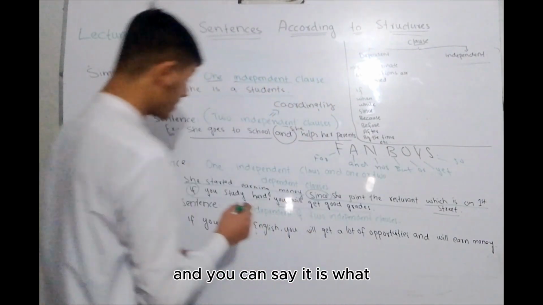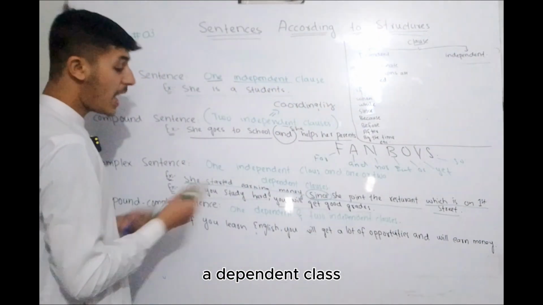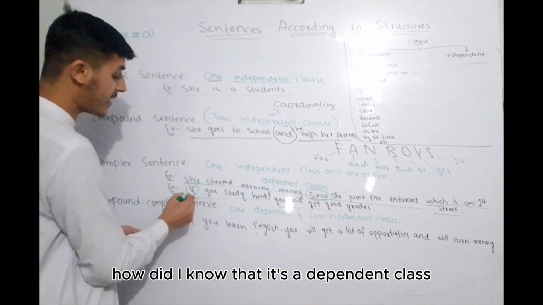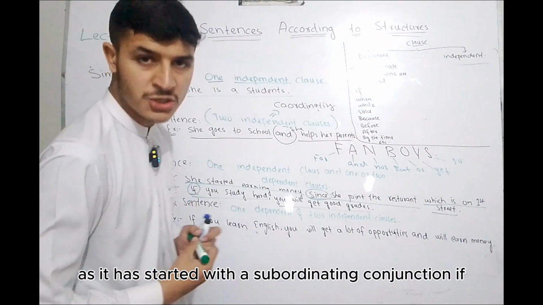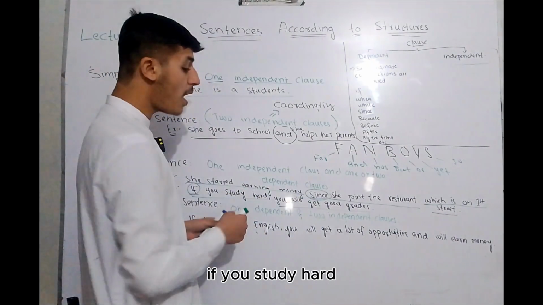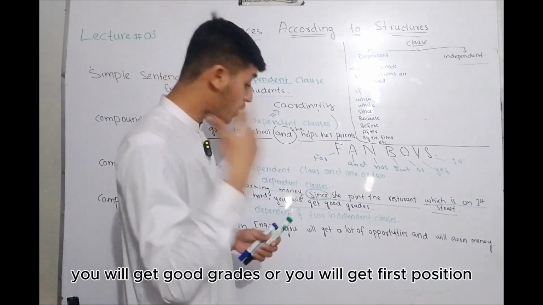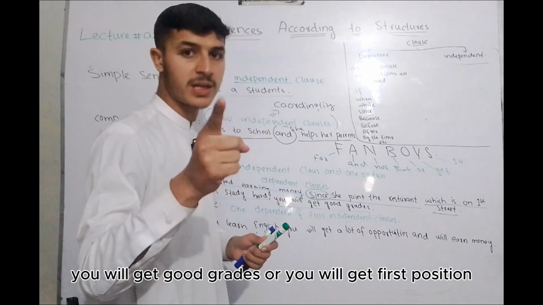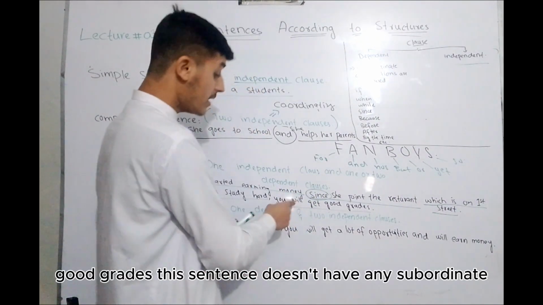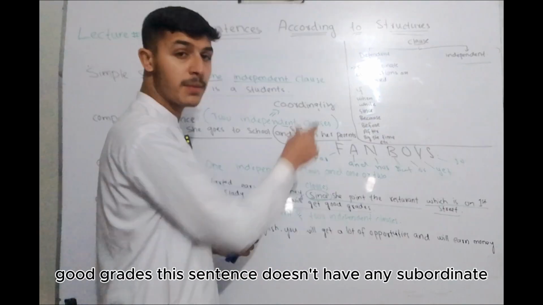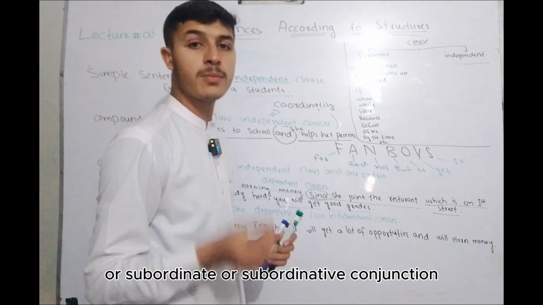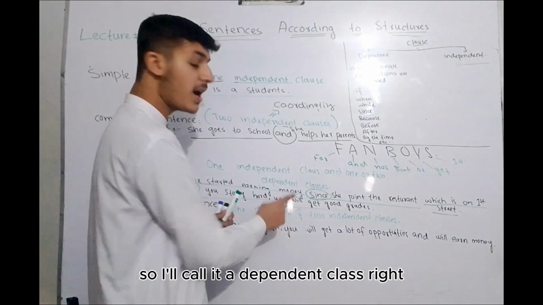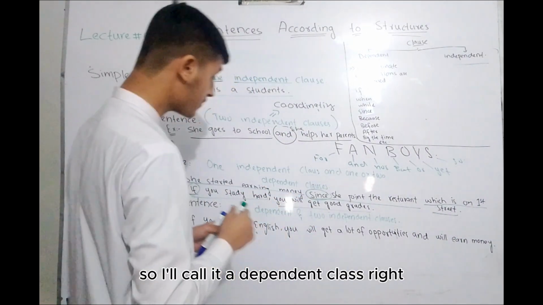No, right? And you can say it is what? A dependent clause. How did I know that it's a dependent clause? As it has started with a subordinating conjunction, if. If you study hard, you will get good grades, or you will get first position. This sentence doesn't have any subordinating conjunction, so I'll call it an independent clause, right?